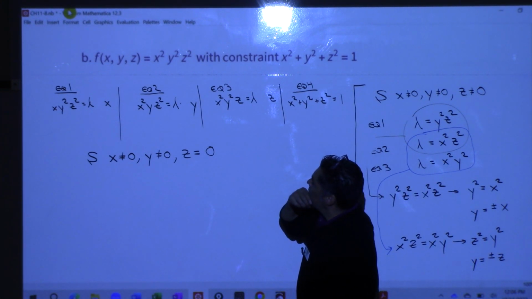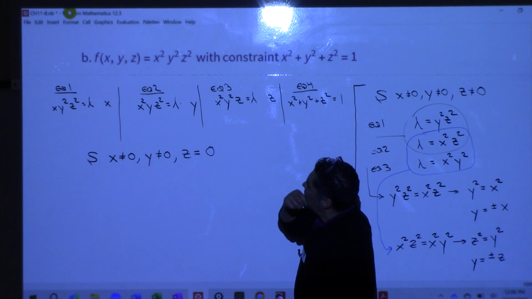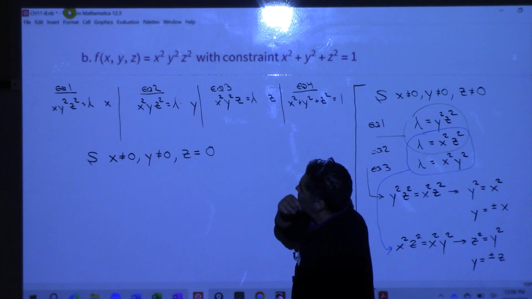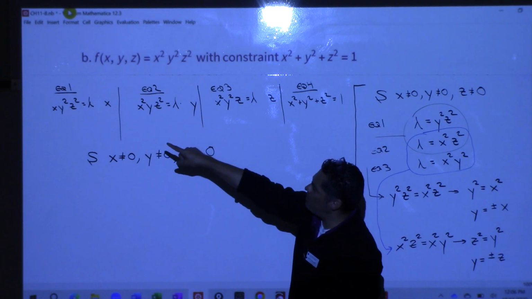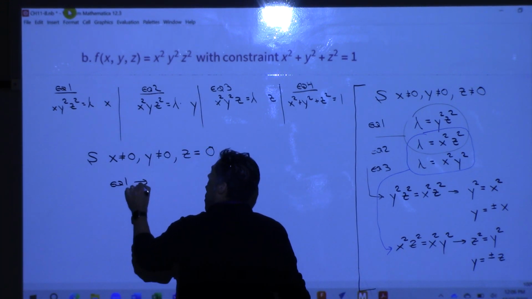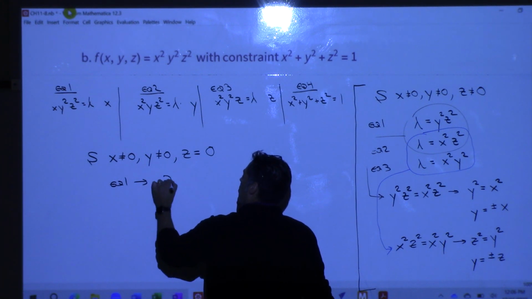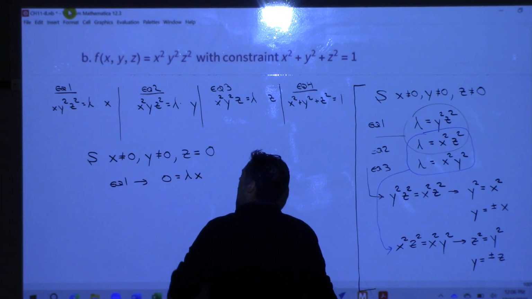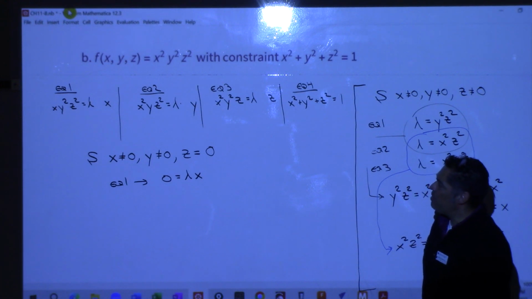No, that would be okay because 0 is 0. Oh. We would do the equation 2. Wait, no, because lambda 1 could be 0. If z is 0, look at the first equation. What does equation 1 tell us? If z is 0, 0 equals lambda times x, right? And what does equation 2 tell us?